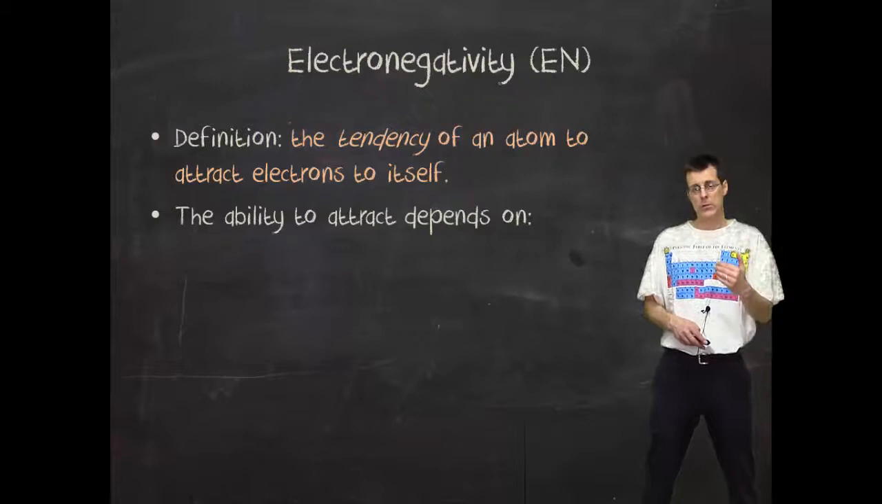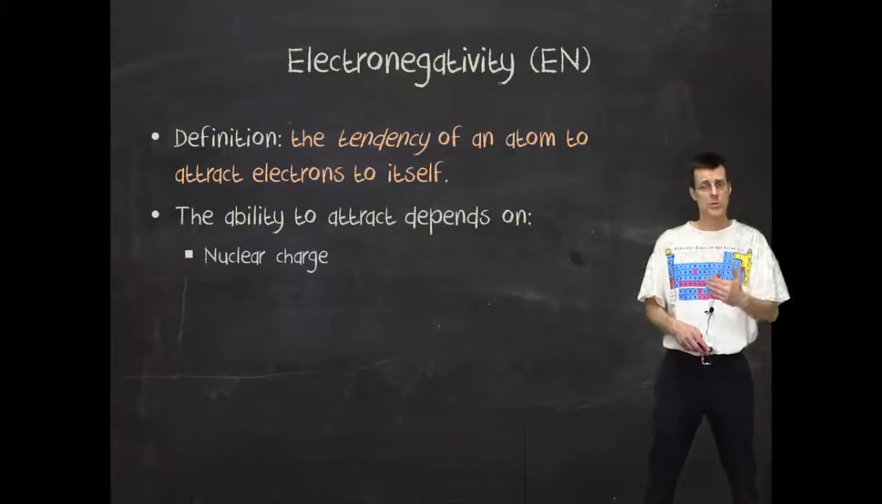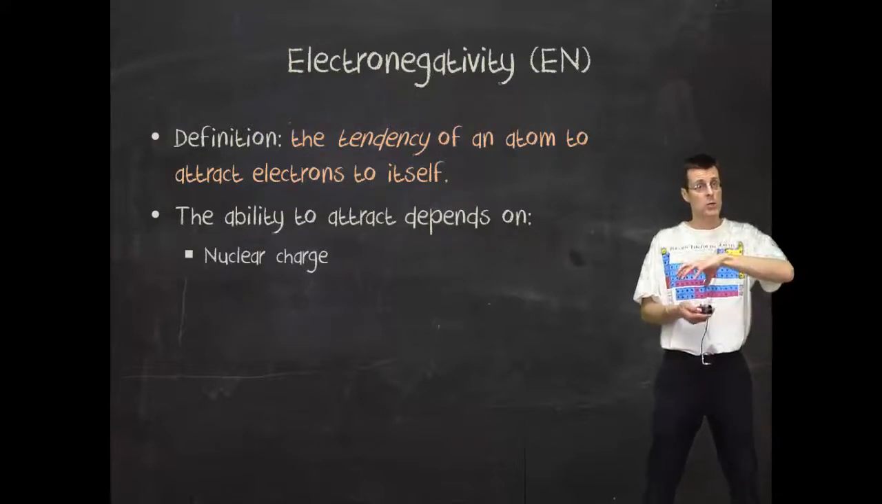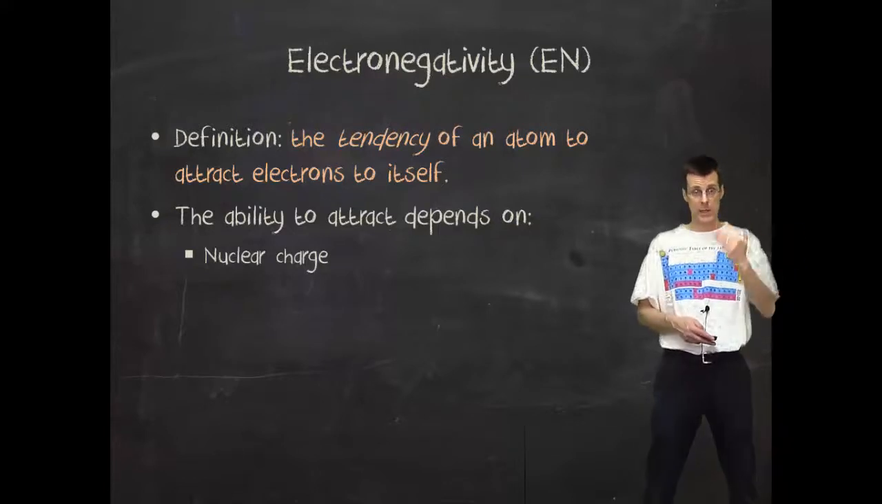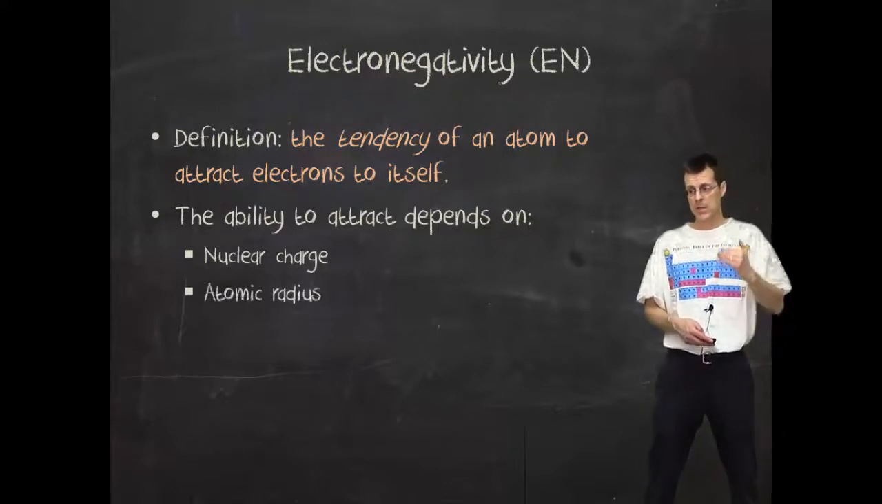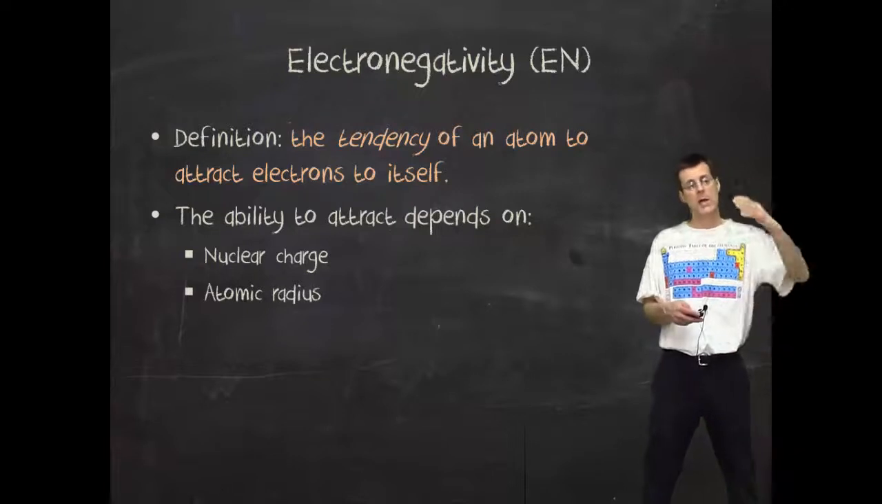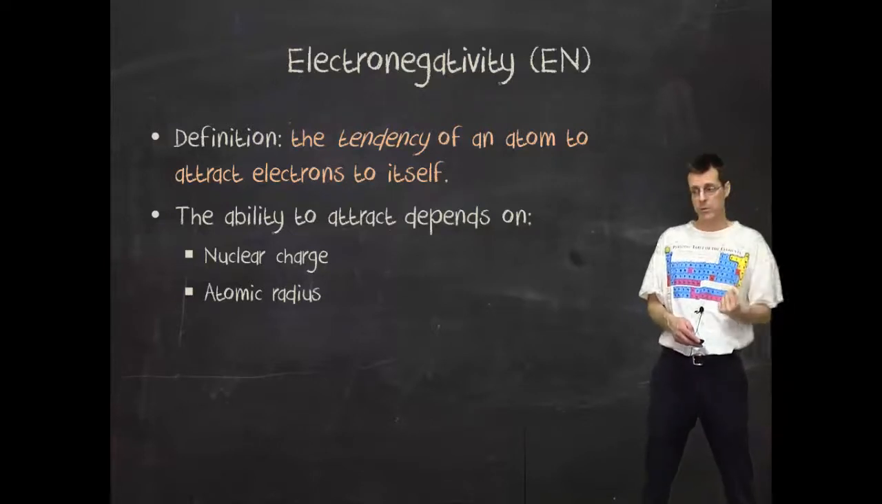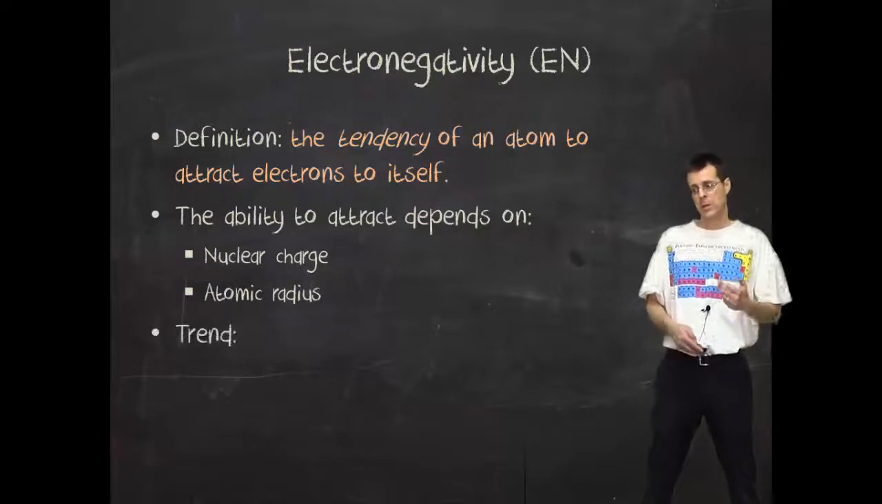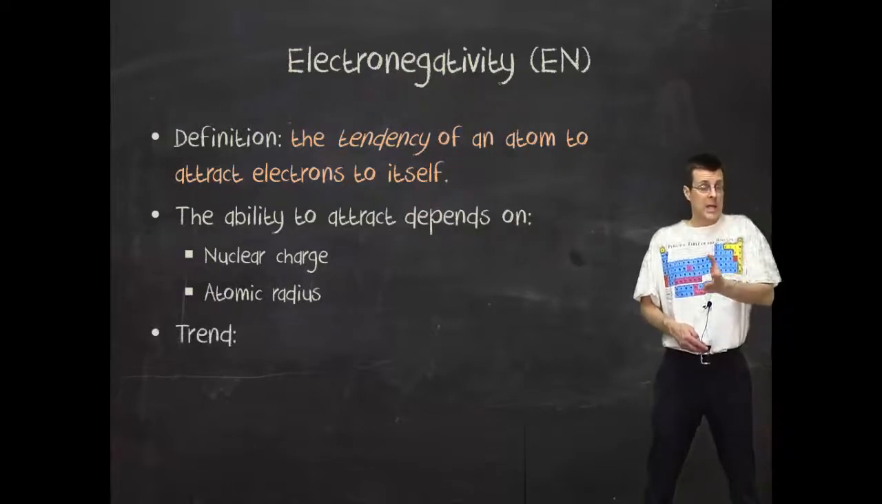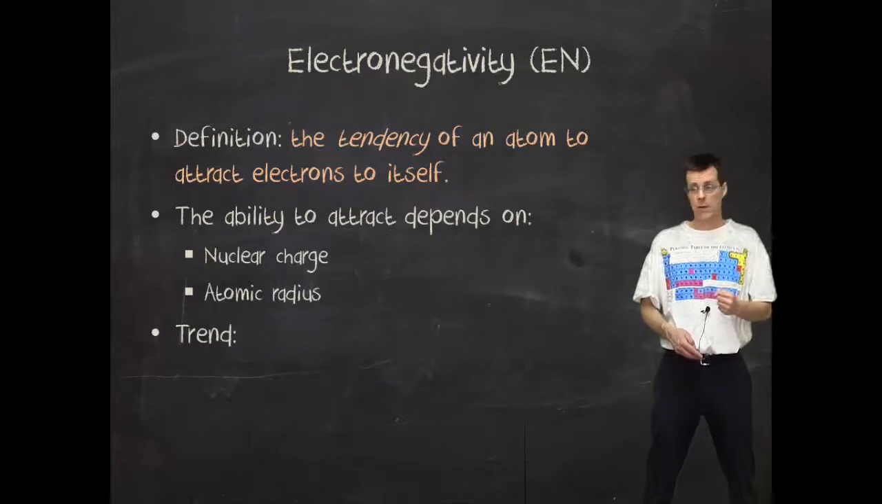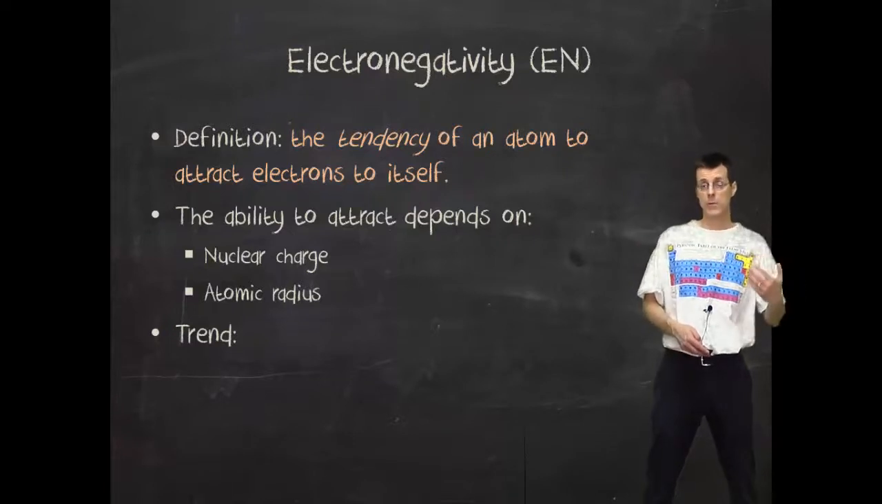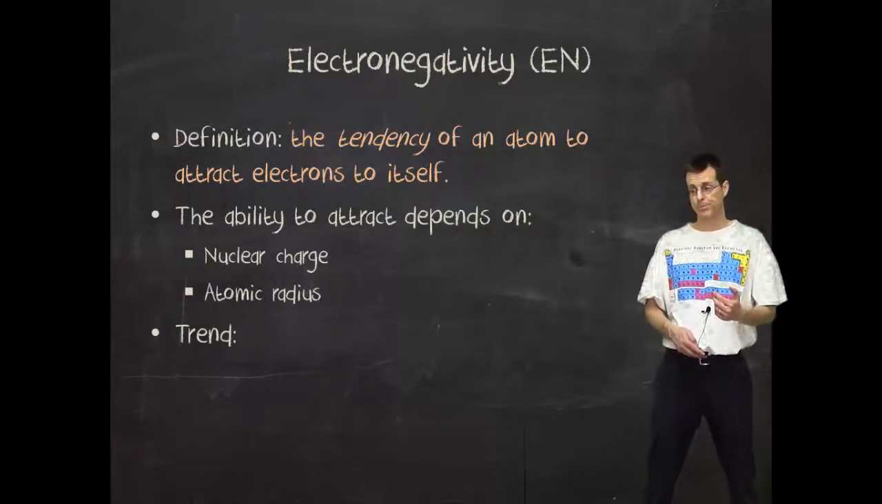The ability to attract electrons will actually depend on a couple of things. Number one is the nuclear charge, because it's the positive nucleus, of course, that's going to be attracting the electron in the first place. And the second thing is the radius, because how close can that incoming electron floating around in nowhere land get to the atom before it starts to really feel that attractive force? So in other words, smaller atoms tend to have a higher electronegativity. Larger atoms tend to have a smaller one.